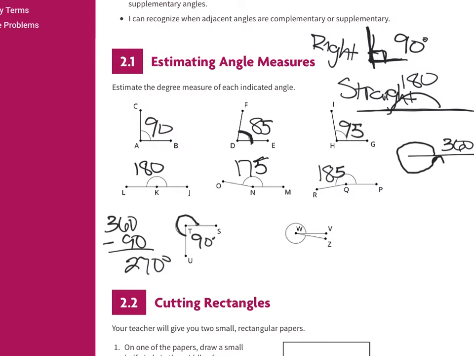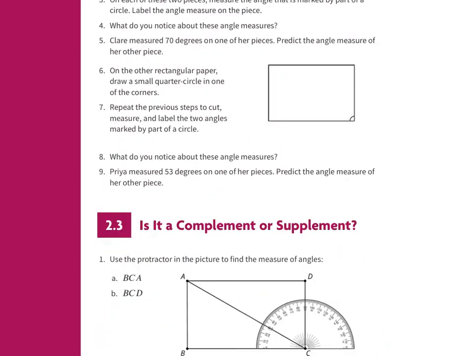And then BWZ, it looks like it goes almost all the way around. We know all the way around is 360, so I'm going to say about 355. Remember these are just estimates, so being close is all that matters. All right. Next page, we are going to skip 2.2 and move on to 2.3, so we're on page 17.